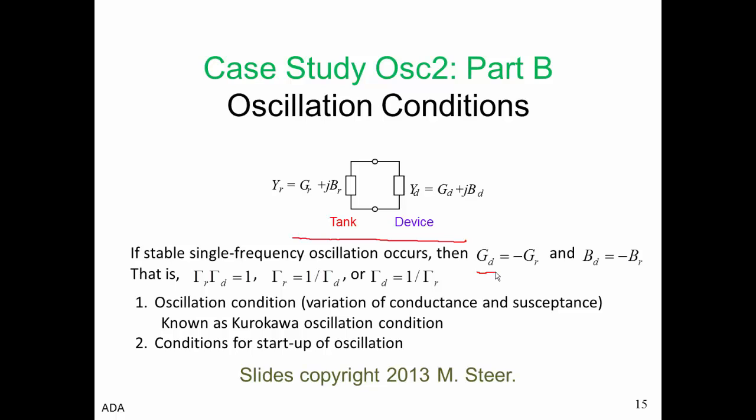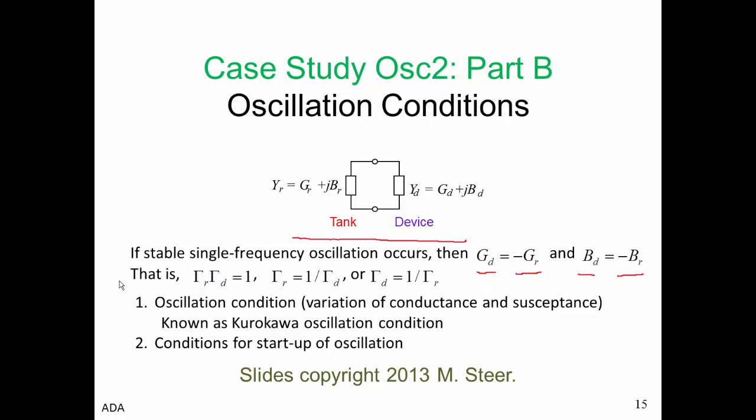Or in terms of the real and imaginary components, GD will be equal to minus GR and BD will be equal to minus BR. So GD, the device, will have a negative conductance, and BD will be inductive if BR is capacitive, or BD will be capacitive if BR is inductive.